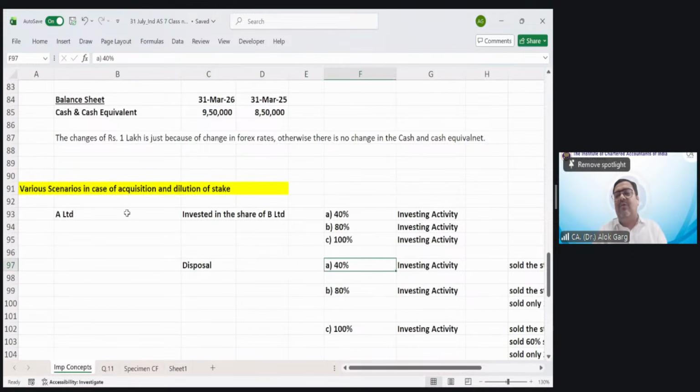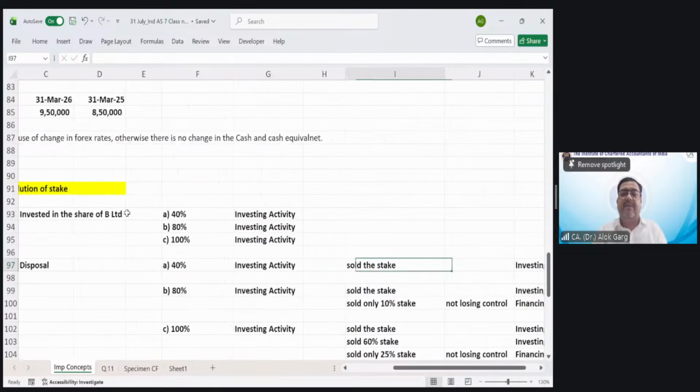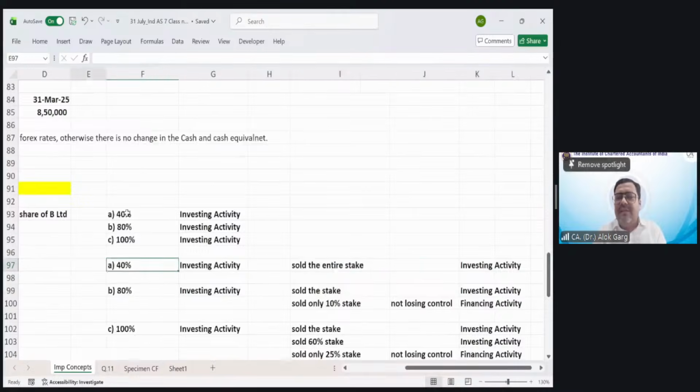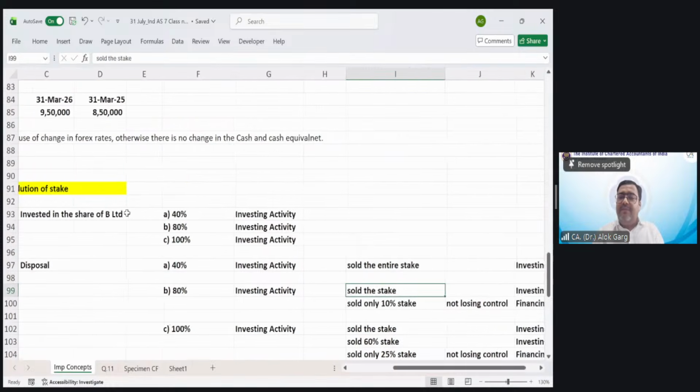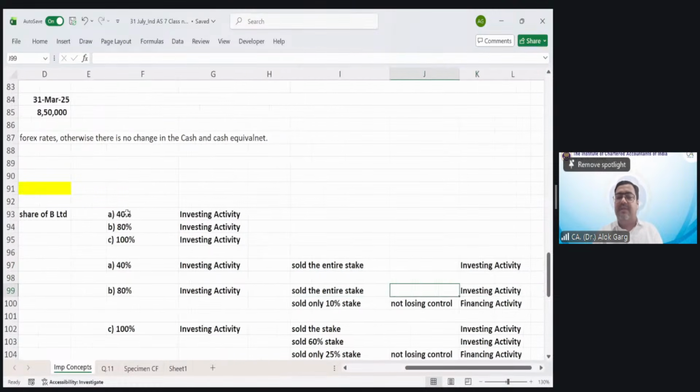Disposal. Now the company has disposed of 40%, right? The company had acquired a 40% stake. It was an investing activity. And the company sold the entire stake. It is also an investing activity. Now, in scenario B, the company has acquired 80%, and the company sold the entire stake. It is an investing activity.